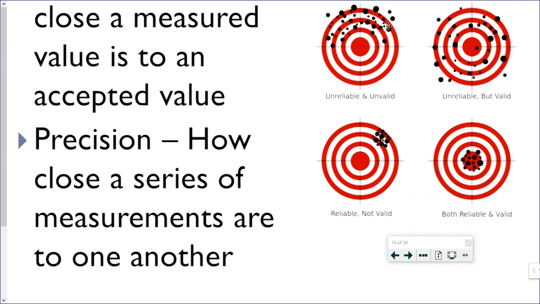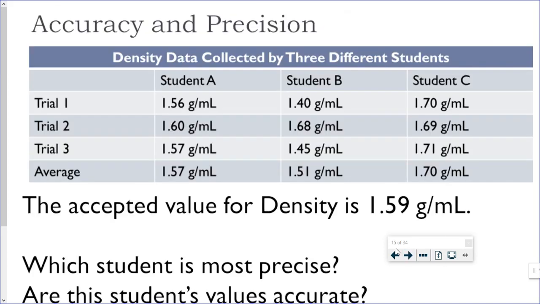You can see from these bullseyes what they're talking about. This data would not be accurate or precise, nor would this. This would be very precise, but not accurate. And this would be both accurate and precise. All right, density and precision then.